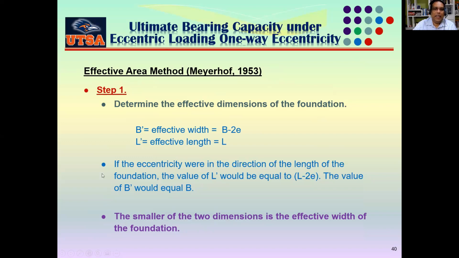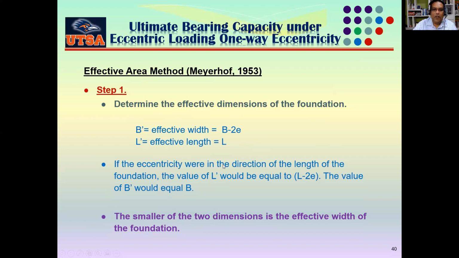So basically, you see the B effective is equal to B minus 2E. Since this is one-way eccentricity, and this is only in the B direction, not in the L direction here, for this particular problem. Many cases that could be in the L direction, not in the B direction, right? So one-way system, let's say the eccentricity is in the B direction, then basically your effective width is B minus 2E, and your effective length is L. So what would be your effective area? That would be L into B minus 2E, right?